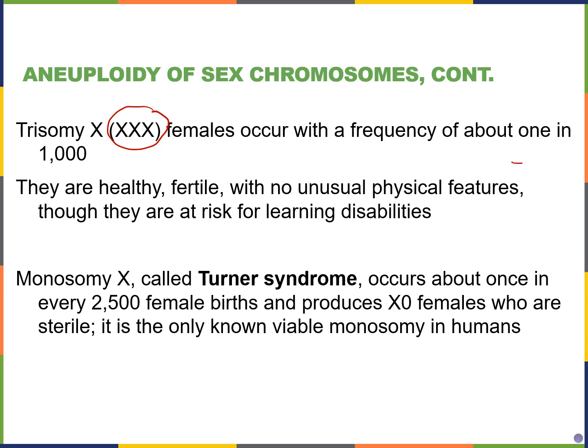Usually these individuals are healthy and you don't see any distinguishing physical features, although there is a greater risk for learning disabilities. If you only have a single X chromosome instead of 2, I mentioned this one earlier, this is known as Turner syndrome. It's less common, about 1 in every 2,500 female births. And usually you see that these individuals are sterile, and this may also lead to learning disabilities as well. This is the only viable monosomy in humans.